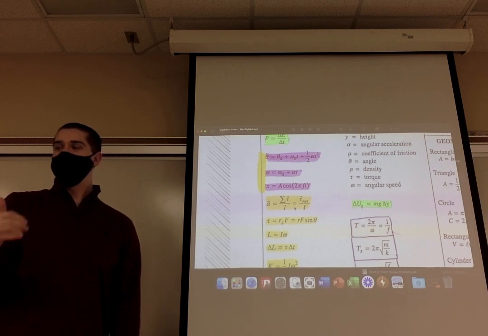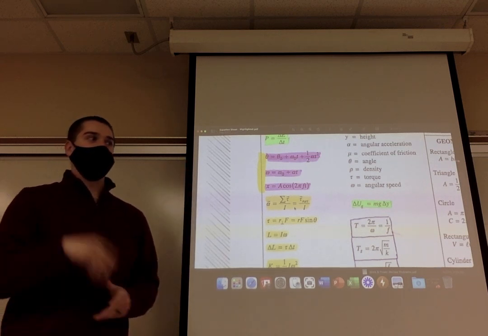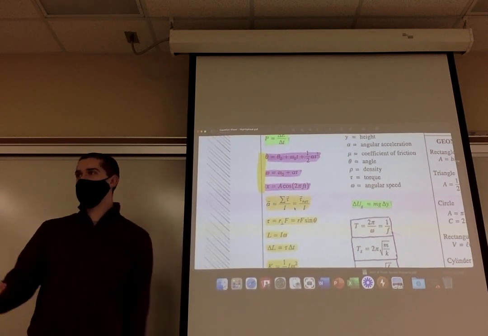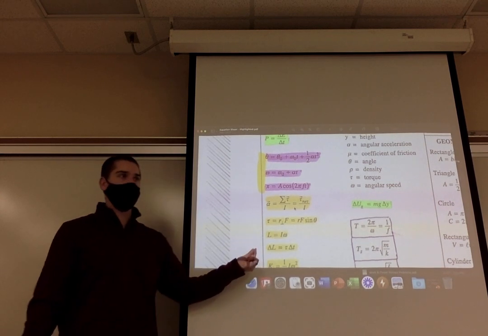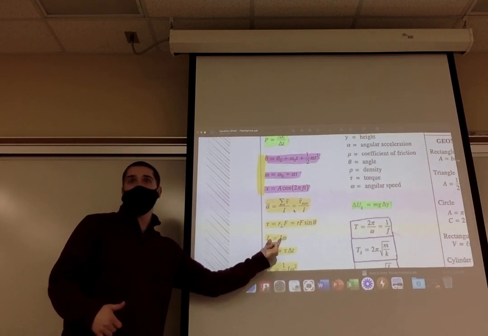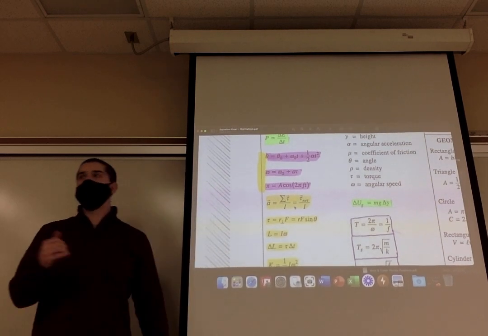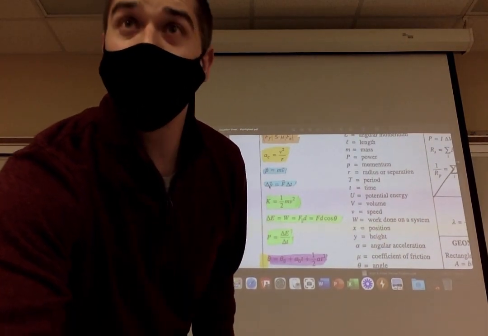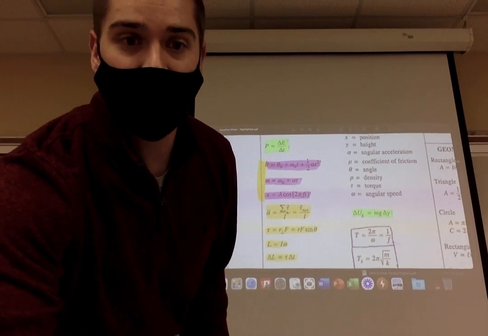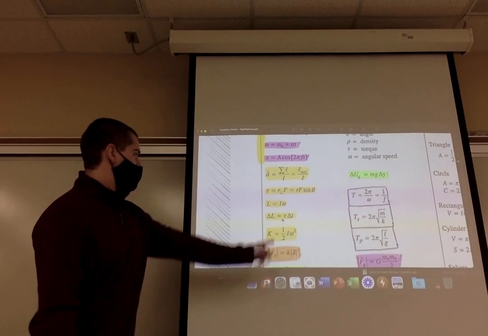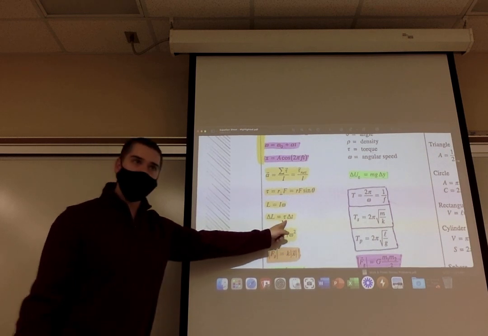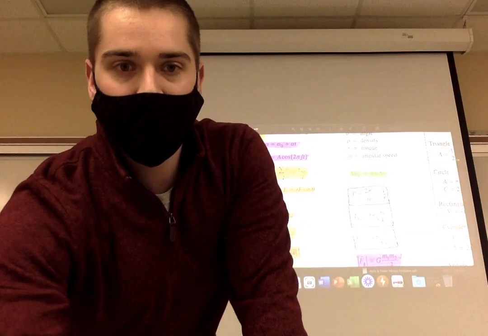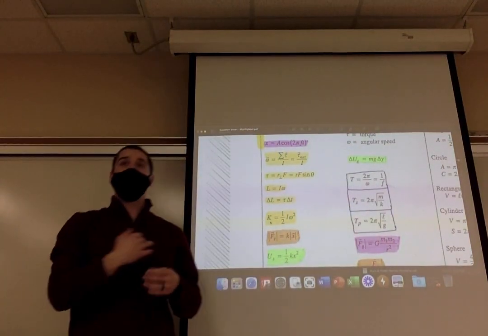Capital L, angular momentum. Instead of mass times velocity, it's rotational mass, I, and rotational velocity, omega. Same thing as impulse for linear motion, you can have an impulse for rotational motion. Instead of force times time, it's circular or twisting force, torque, times time. Times time, not distance. You could also have kinetic energy of rotational motion. It's not 1/2 mv squared. It's 1/2 I omega squared.